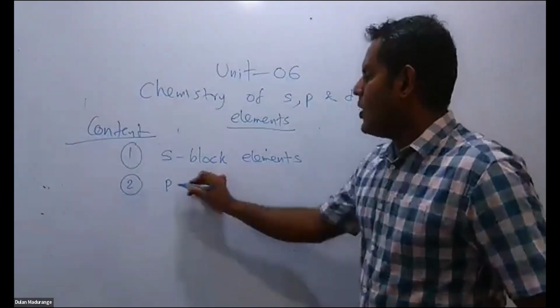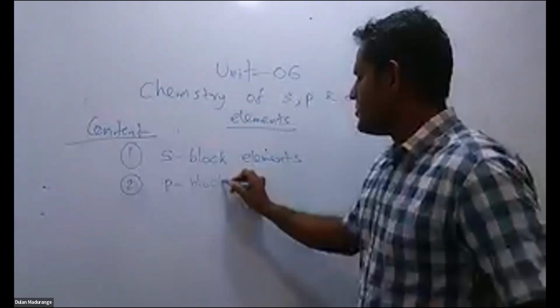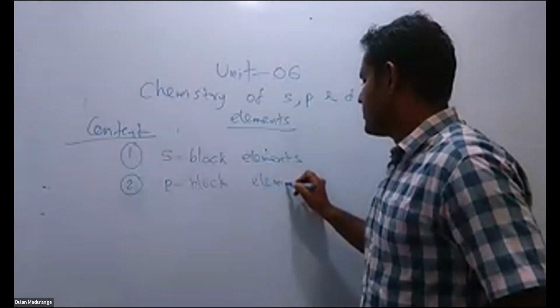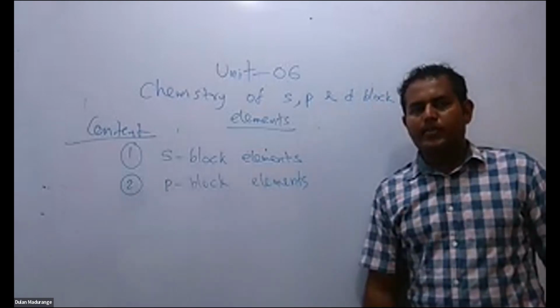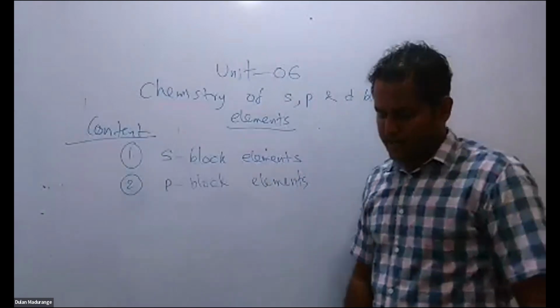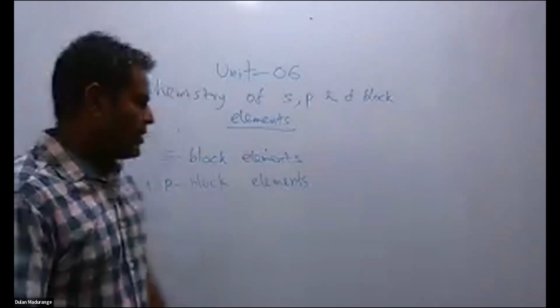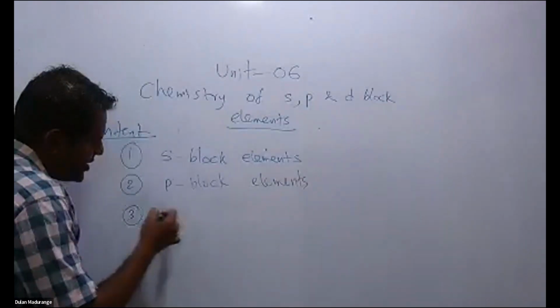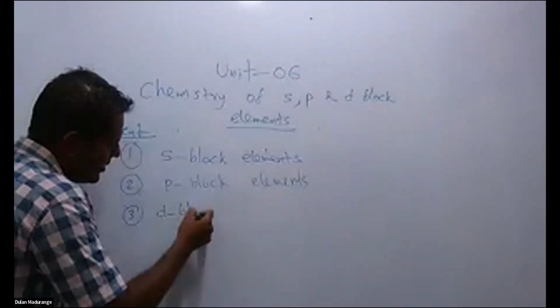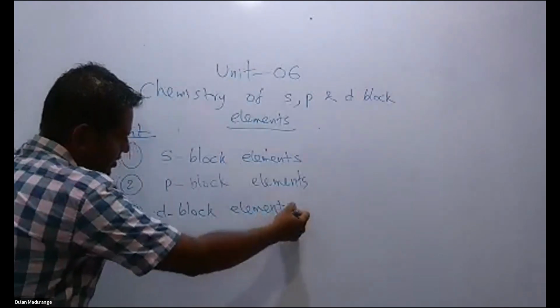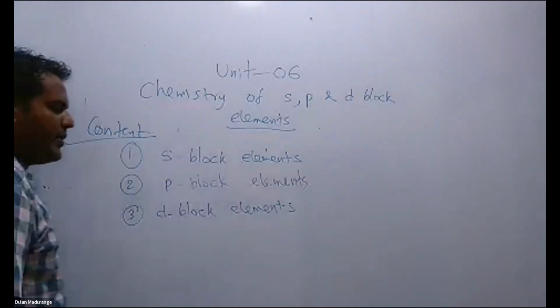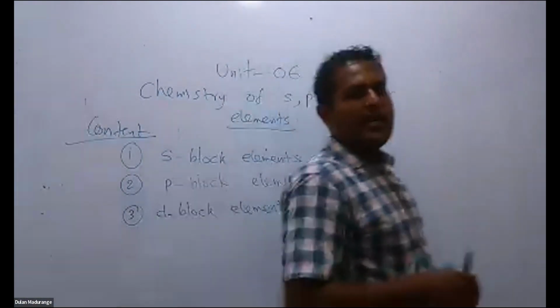P block elements. Number 2, p block elements. Right. Number 3, it is d block elements. S block elements, p block elements, and d block elements.